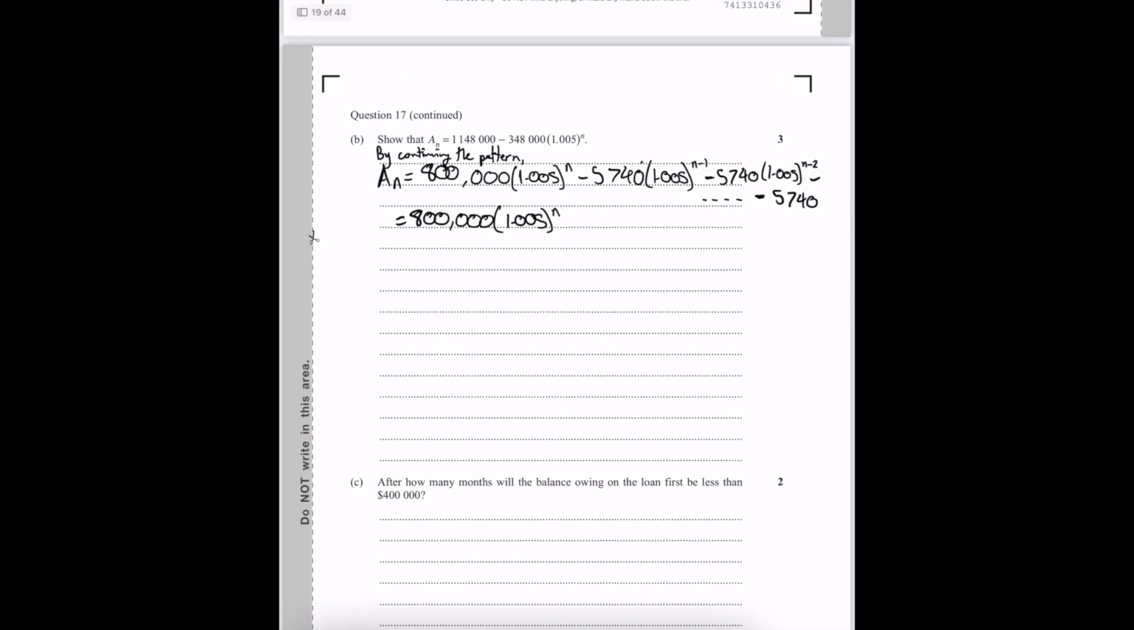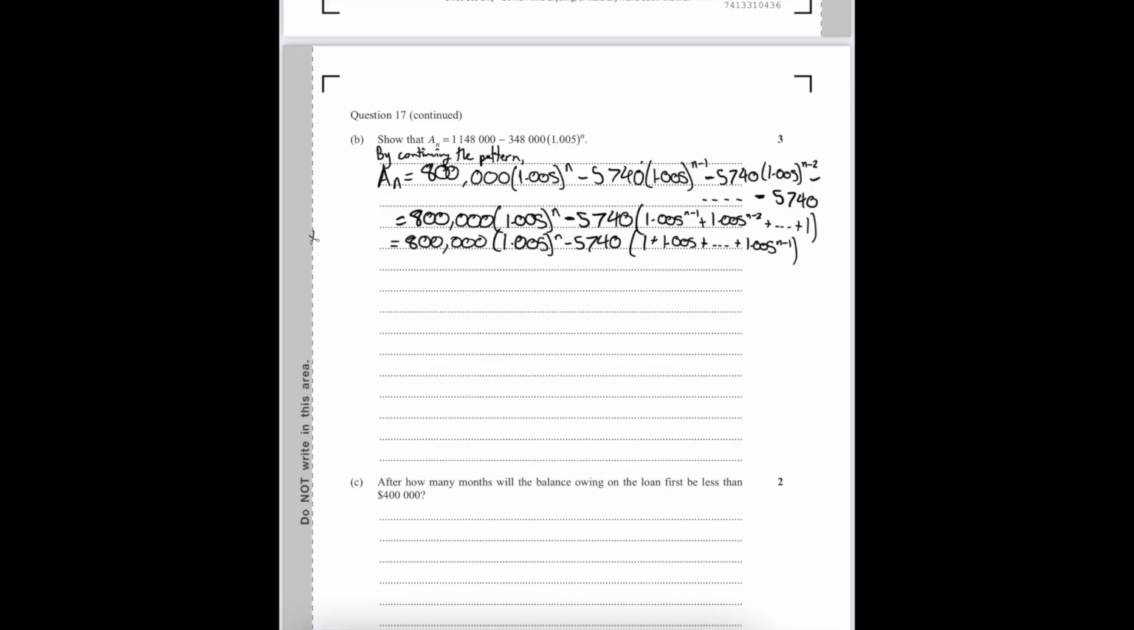What we can then say, or at least realize, is that all of these 5,740 terms can be considered a GP. And to reveal that a little bit more, we can factor out 5,740 and realize that then this becomes 1.005 to the n minus 1 plus 1.005 to the n minus 2 plus all the way to 1. And I guess if we wanted to reorder the sum of those brackets, we can, and that would make it a little bit more revealing. So we would have 1 plus 1.005 plus all the way up to 1.005 to the n minus 1.